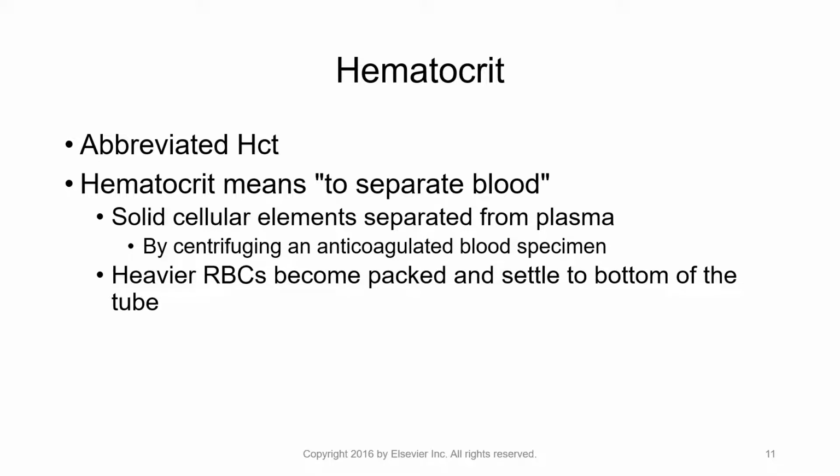Because of the different weight relative of each of the cells versus plasma, in a centrifuge, the cells will move towards the outside, the tail end of the tube, and the plasma will sit on top of that, and you can thereby separate the red cells from the plasma. Heavier red blood cells become packed and settle to the bottom of the tube.